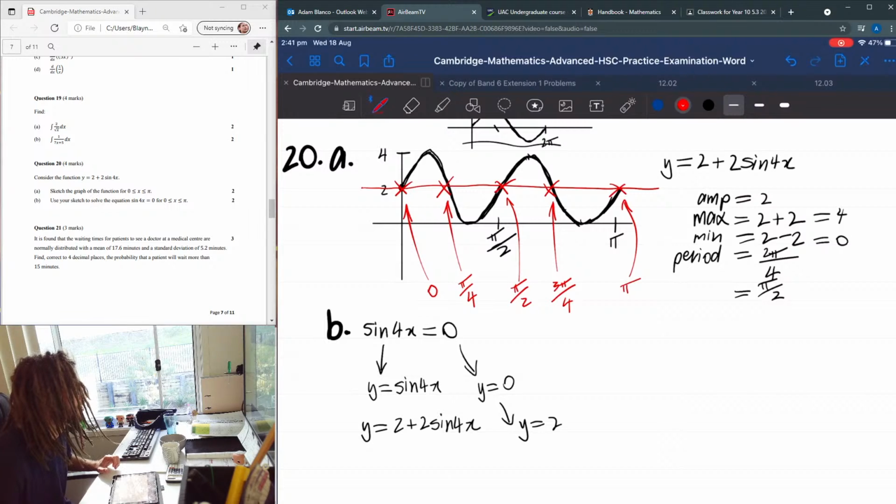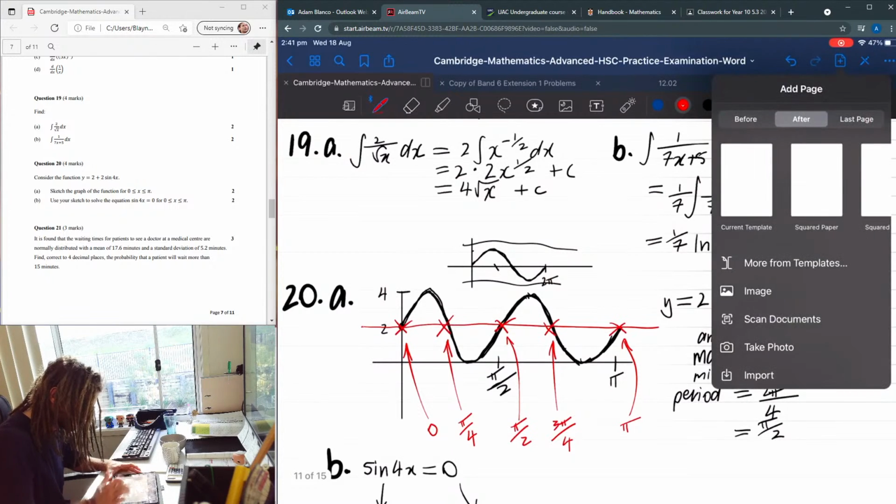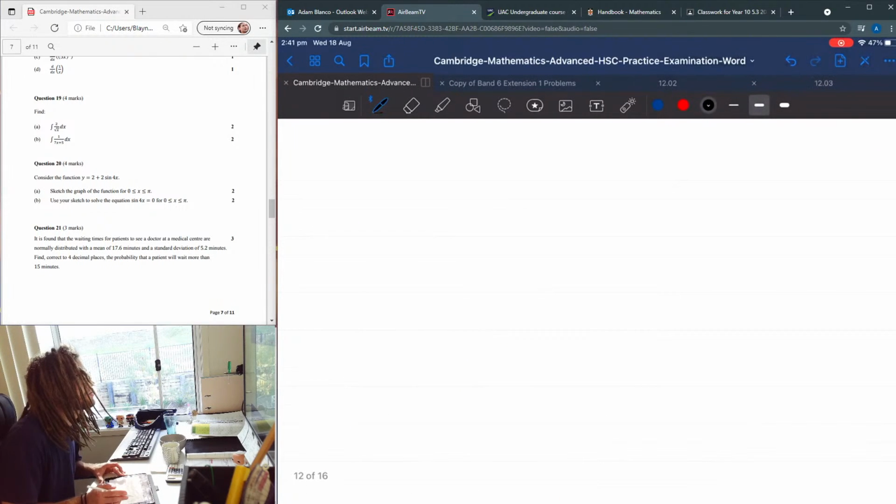Okay, next one. Do I have enough room to... Probably not. Add a new page. Question is that 21. Alright.